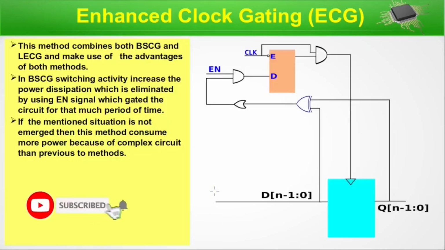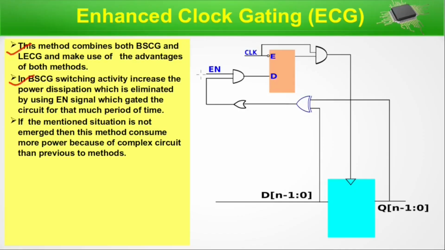Next is enhanced clock gating. This method combines both bus-specific clock gating and local explicit clock gating and makes use of the advantages of both methods. In BSCG, switching activity increases the power dissipation, which is eliminated by using an enable signal, which gates the circuit for that period of time. So here also it compares. An XOR gate is present here, and enable is there. Only when we want, then the clock is applied.